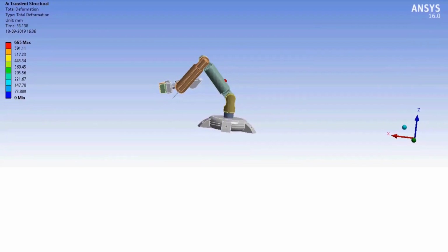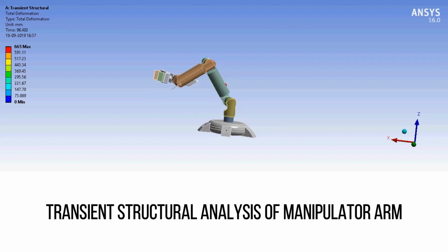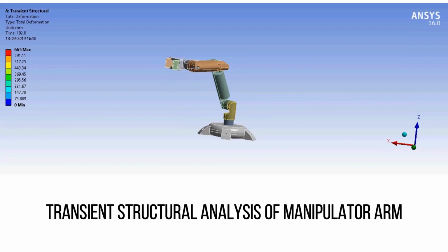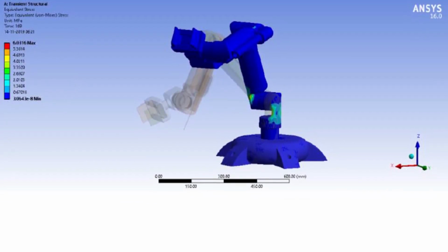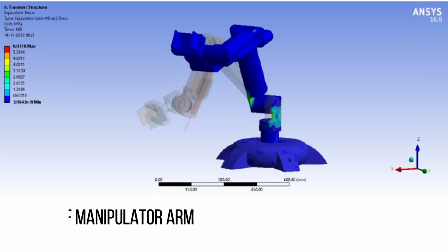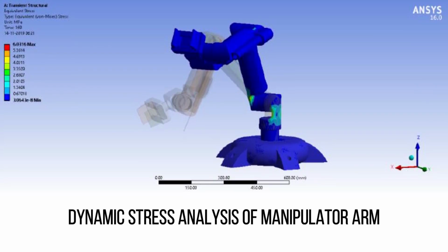Now here we go with the transient structural analysis of the robotic arm. We can see in this video the robotic arm is analyzed from the initial position to the final position over a period of 240 seconds under the influence of gravity. The stress and strain results. The semi-transparent portion shows the initial position and the opaque figure shows the final position of the mobile manipulator arm.